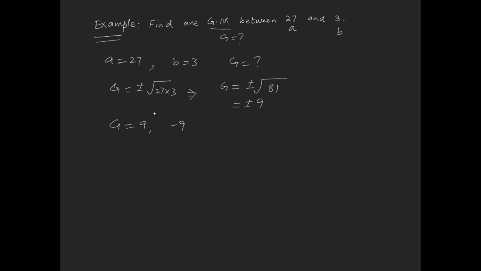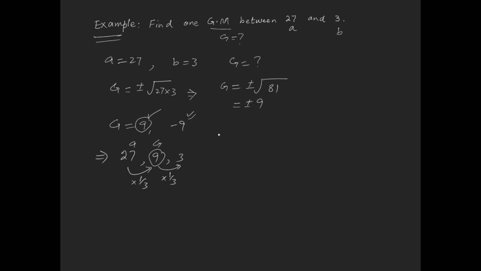We can check the first and then the second. So 27 is A, and the geometric mean is 9, and then 3 is B. Now look at this. If we multiply the first term by 1 by 3, we get the second term, and if we multiply the second term by 1 by 3, we get the third term. So this is no doubt a geometric sequence, and the geometric mean becomes the second term of this sequence.